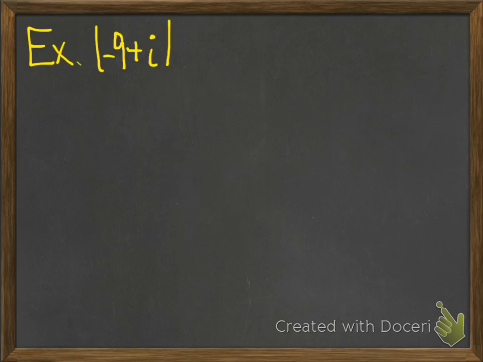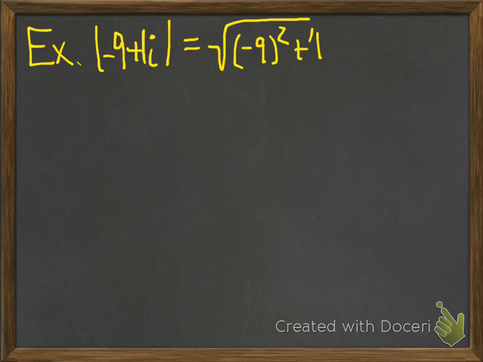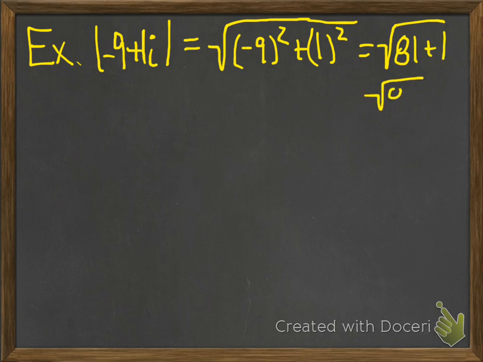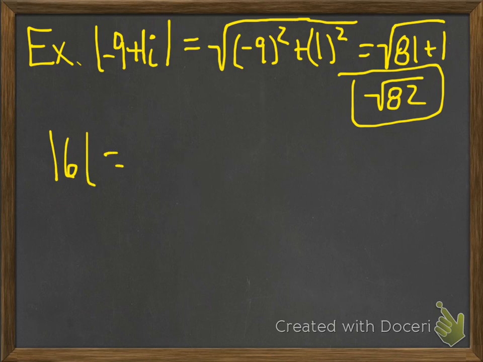-9 plus i. So I would say (-9) squared, keeping that in parentheses, and there's a 1 presumed in front of the i if I don't see a number, so I'm going to say 1 squared. Well, 9 squared plus 1 squared is 81 plus 1, which would be 82, the square root of 82. And there's nothing else I can do with that. Okay, let's look at another one.